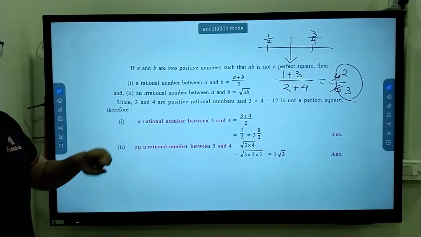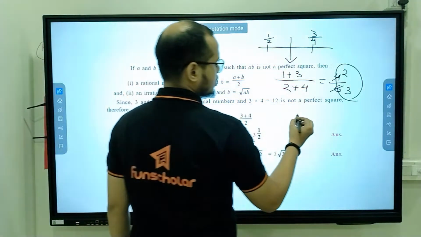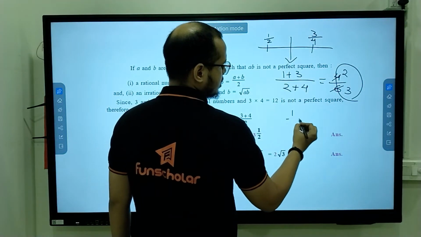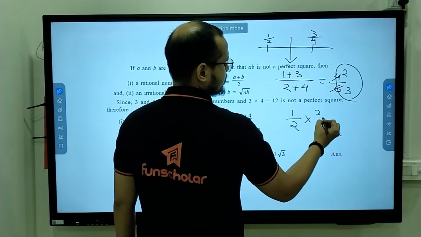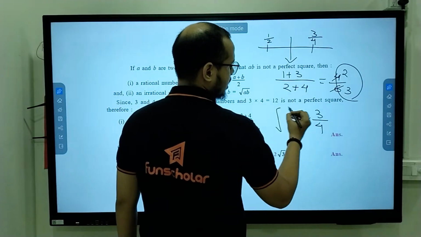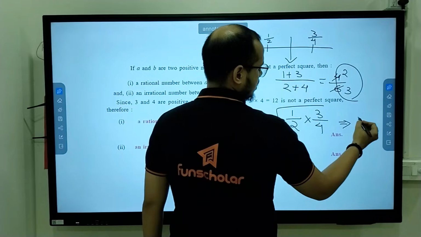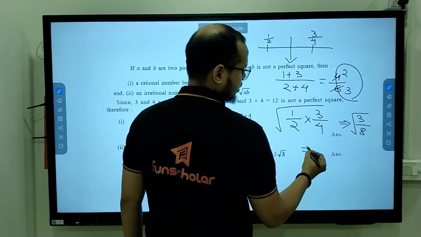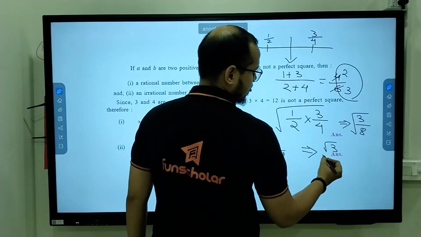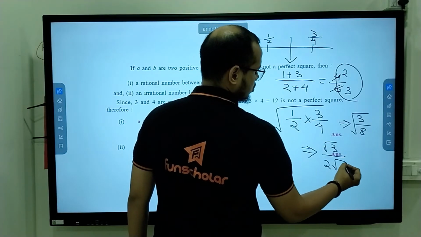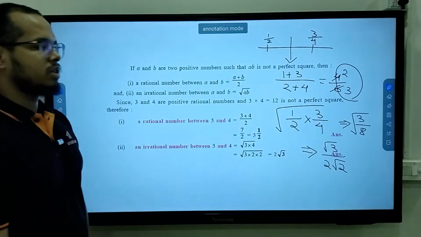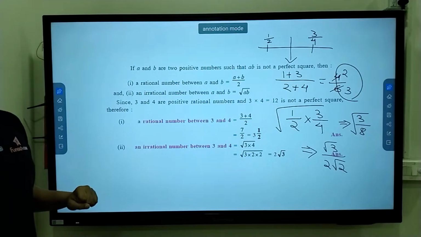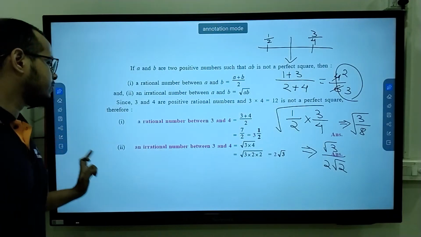Now in case of an irrational number, what we will do? This is what we have done for the rational number. For the irrational number, we're doing half into 3 by 4, the entire thing in root. So root of 3 by 8, or we can say root 3 divided by 2 root 2. That is also the answer for inserting an irrational number between two numbers. Okay, did you understand? Let's move forward.